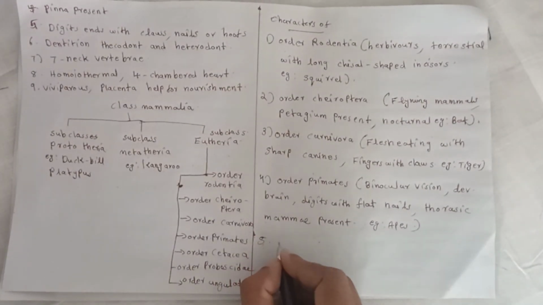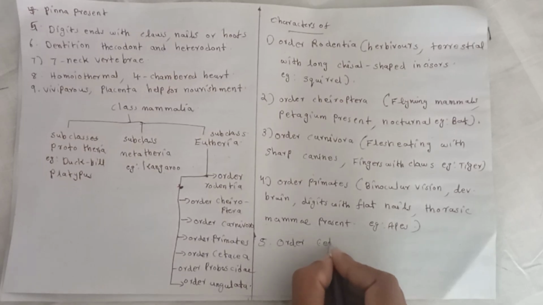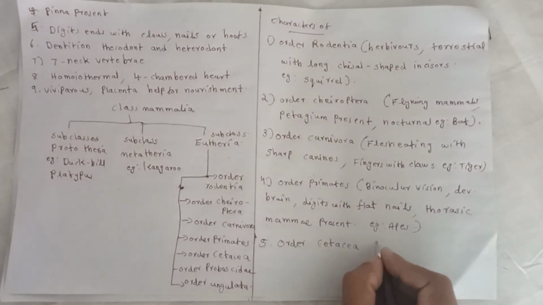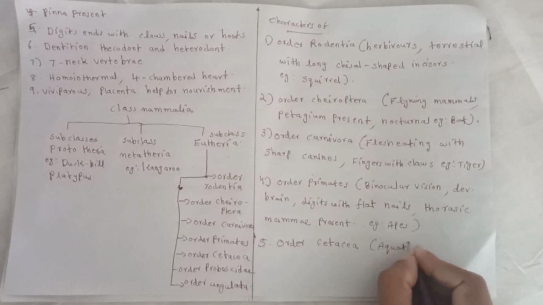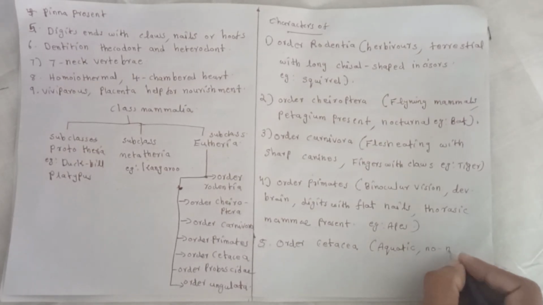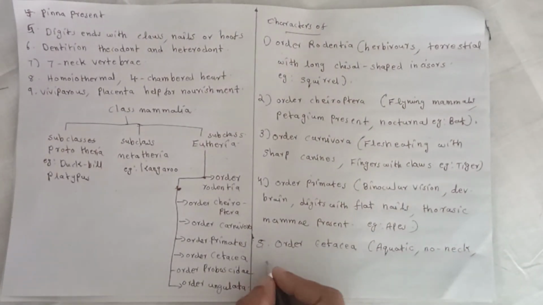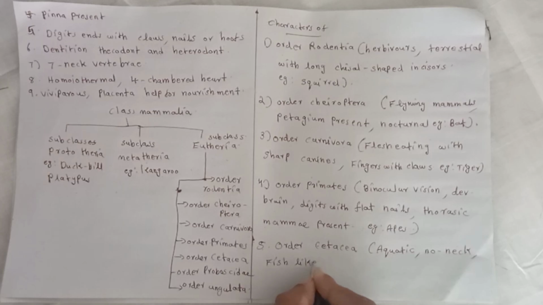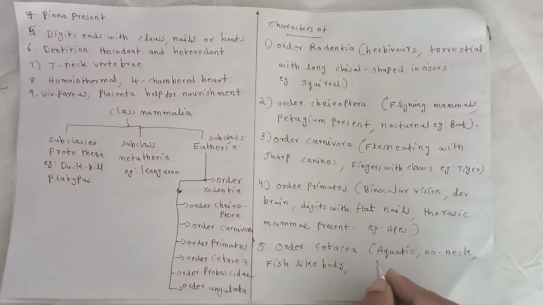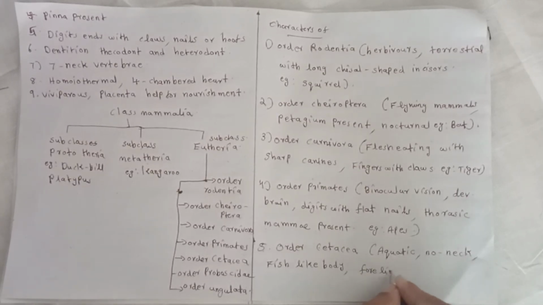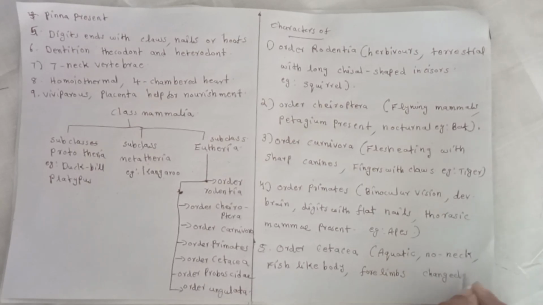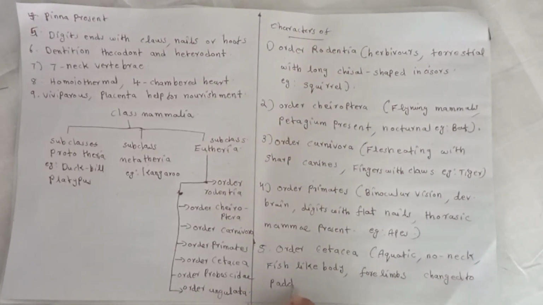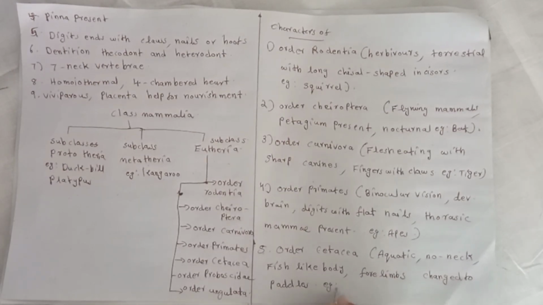Fifth order, Cetacea. They are aquatic animals, no neck, fish-like body. The four limbs are changed to paddles. Example, whale.